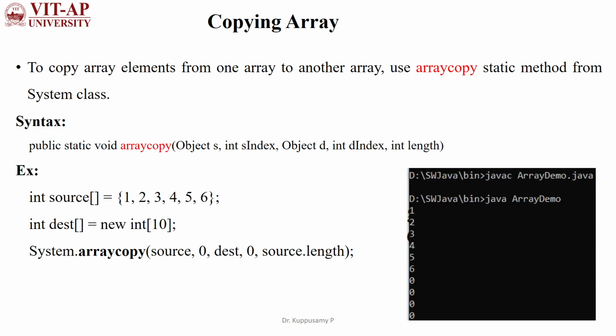So here the output is displaying the destination array elements. Only 6 elements are updated in the array. The remaining 4 locations are filled with the default value 0.